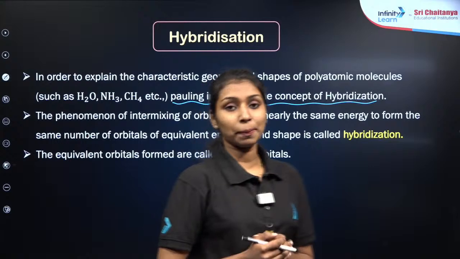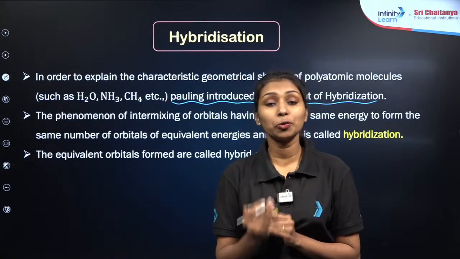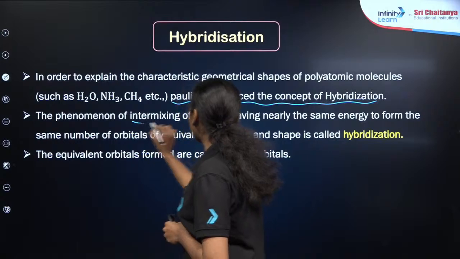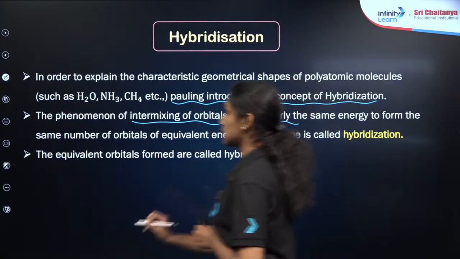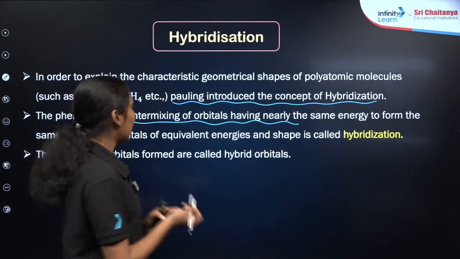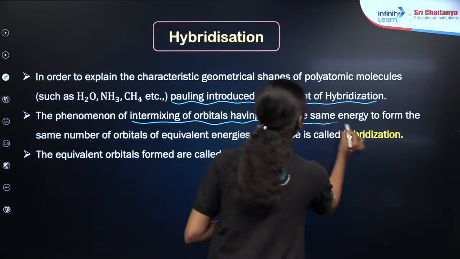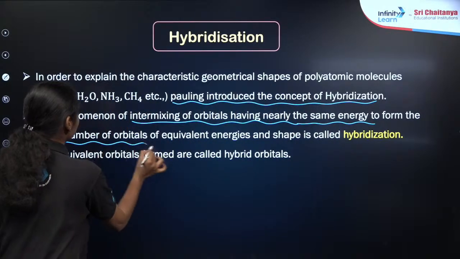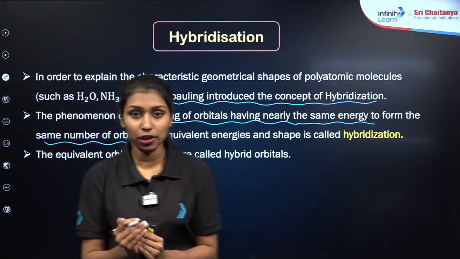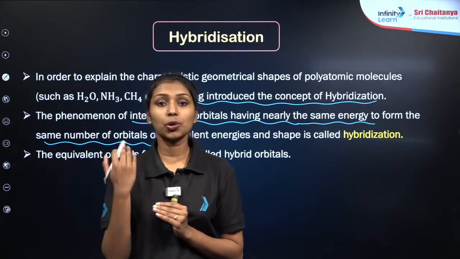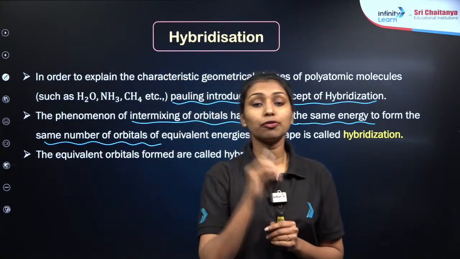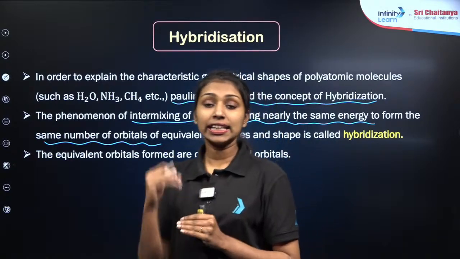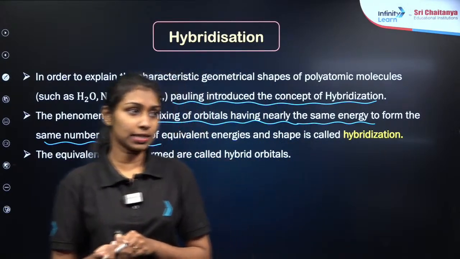So hybridization is the part of valence bond theory which was modified by Linus Pauling by the concept of intermixing of orbitals having nearly the same energy to form a new type of orbitals. Clear? The intermixing of orbitals having equivalent energy and equivalent shape will form new orbitals. That formation is known as hybridization. The resulting orbitals are known as the hybrid orbitals. Clear?